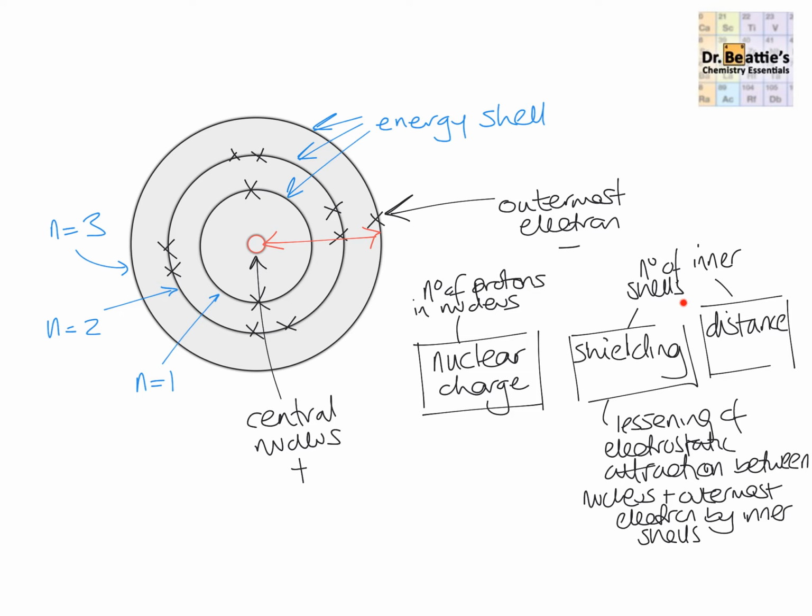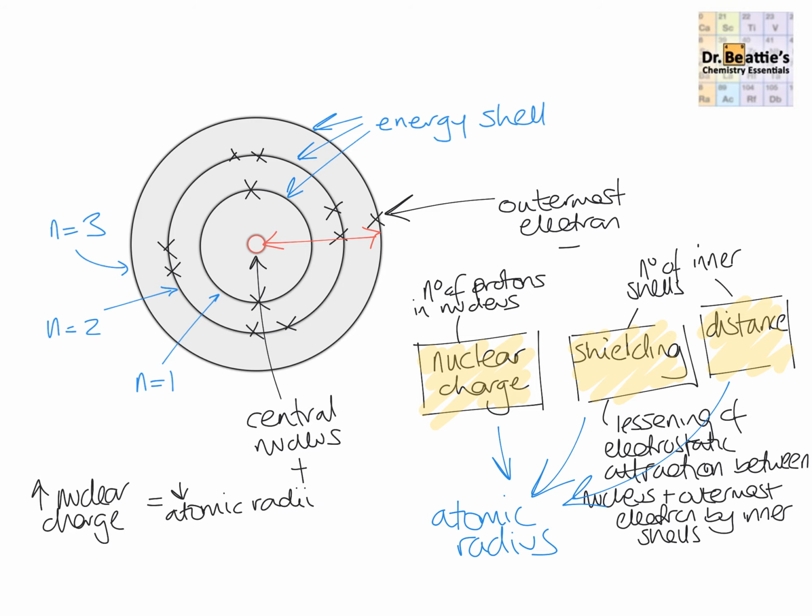So all of these three factors of nuclear charge, shielding and distance can have an effect on the atomic radius, which is the length between here and here, the outermost electron. It's really key to be aware of some key relationships. As we increase the proton number and increase the nuclear charge, we decrease the atomic radius because there's more electrostatic attraction. And as we increase the number of inner shells, we increase the shielding and increase the distance, which leads to an increase in the atomic radius.